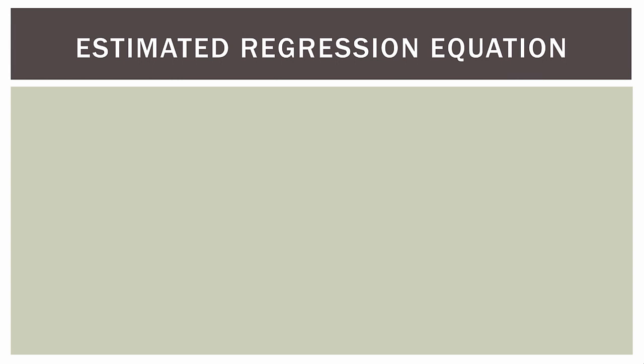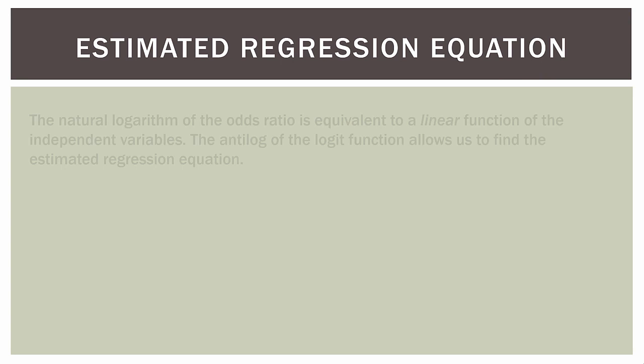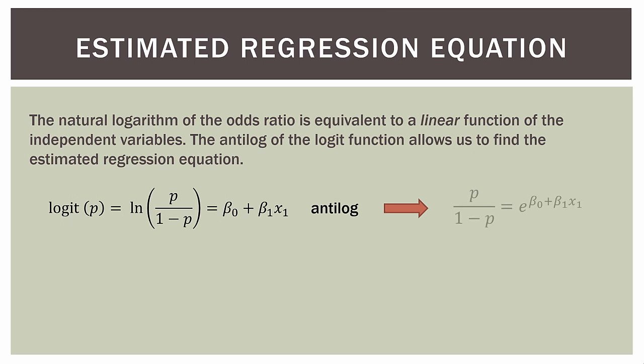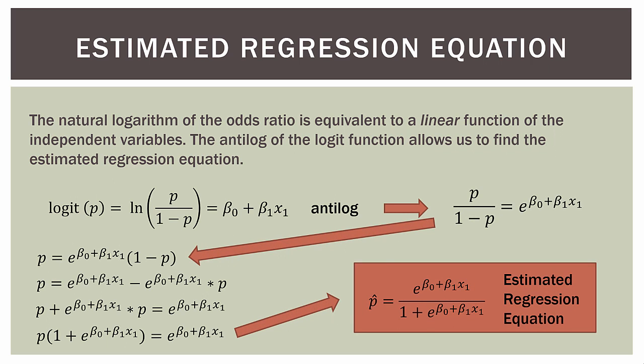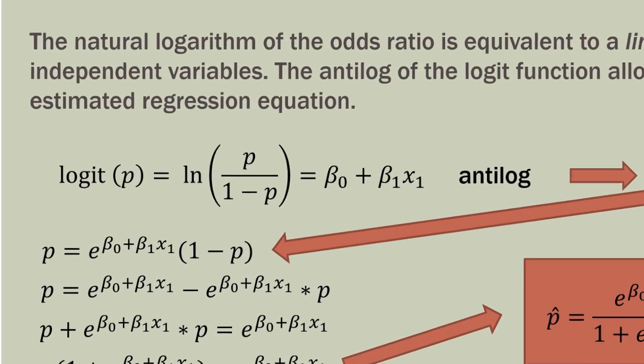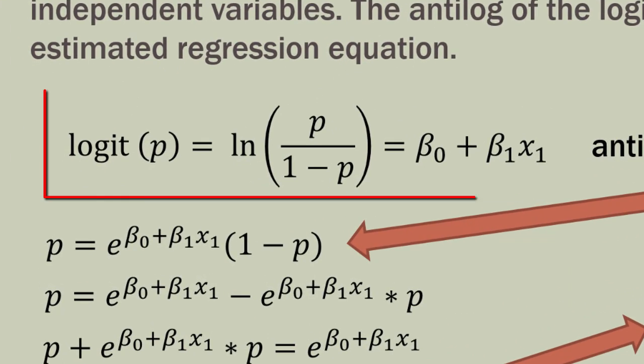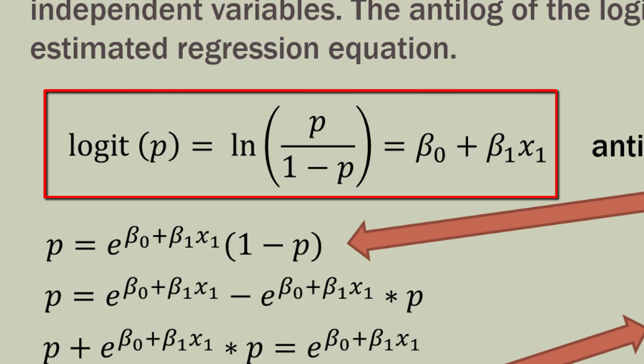Okay, so here's where we left off in the last video. Now we'll do a quick review to make sure we're all on the same page, and then we'll go forward from here. So recall that the natural logarithm of the odds ratio is equivalent to a linear function of the independent variables. So that's everything here on the left in the middle. So we have the logit of p equals the natural log of the odds, which is equal to a linear function of the independent variables. So beta 0 plus beta 1 x1.